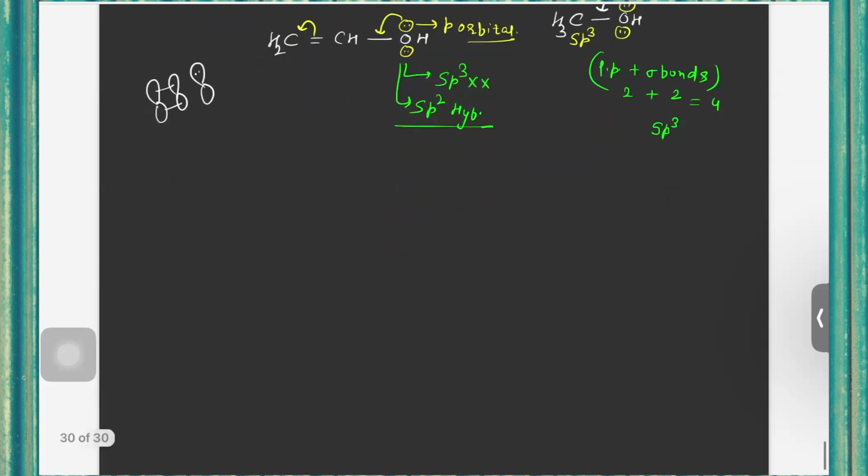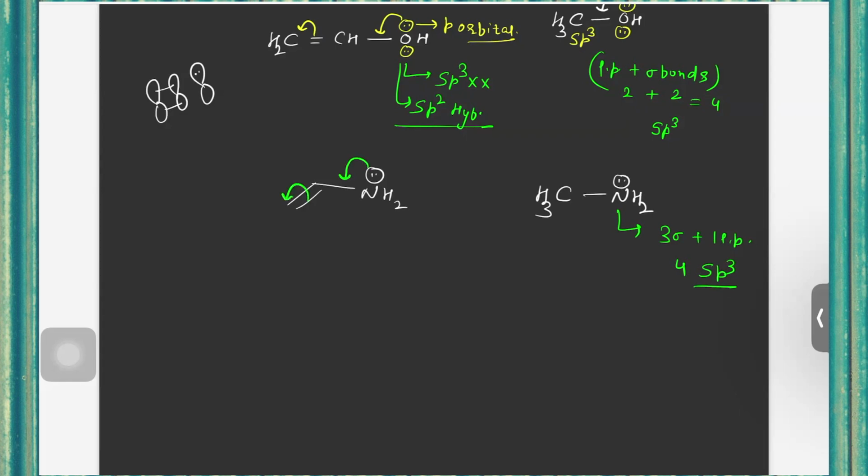Whenever you have a lone pair, suppose I take another example, CH3NH2. Let us take this nitrogen. You can see this nitrogen has 3 sigma bonds plus 1 lone pair, so the sum is coming as 4. 4 means sp3. But if this lone pair can participate in resonance, that means it is present in a p orbital. So now the nitrogen has only 2 p orbitals left, so it has sp2 hybridization rather than sp3.